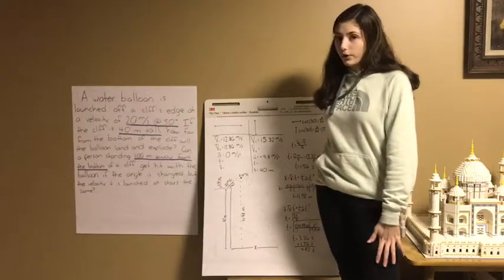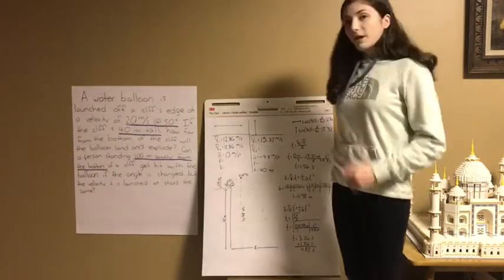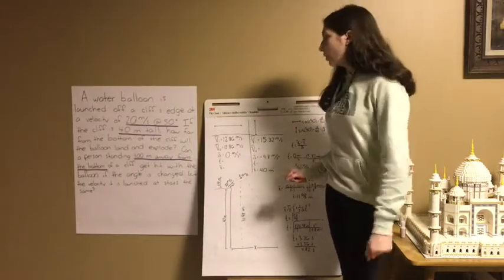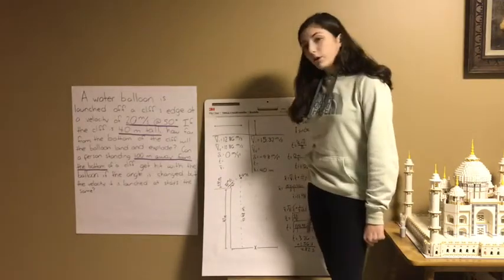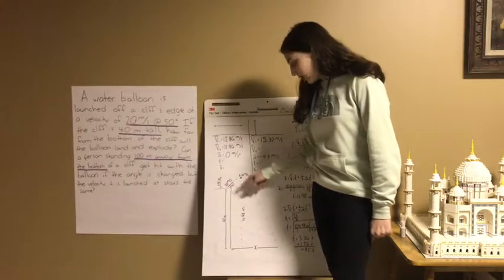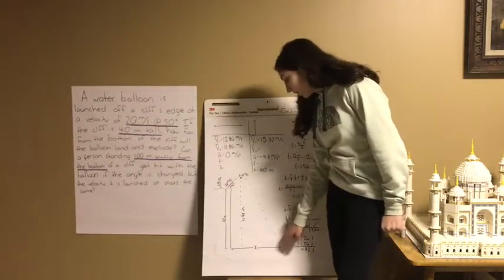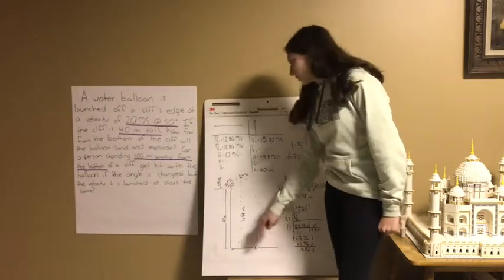First, we're just going to focus on the first part of the problem. We're going to make a diagram for it, that's the first step, and fill in just what we know. We know that the cliff is 40 meters tall, we know the balloon is launched at 20 meters per second at 50 degrees, and the value we're trying to find is from here to here, from where the balloon lands, which we're going to call x.